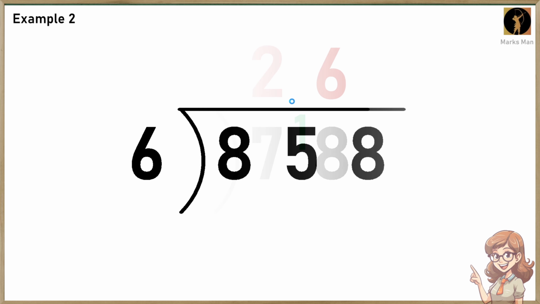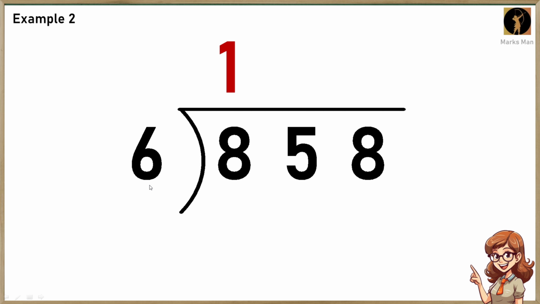Next example. So here we have a 3-digit dividend divided by a 1-digit divisor. So we just need to do the steps that we did in the previous example. So what is 8 divided by 6? That is 1. Since there's 1 6 in 8. Now, you need to multiply your answer to the divisor. Now, 6 times 1 is 6. And if you subtract that from 8, you will get 2.